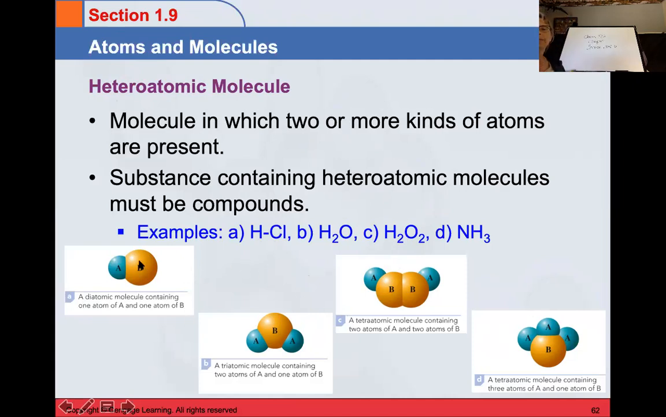Notice in these space-filling models, they've shown the difference in the sizes of the different atoms. Chlorine is much bigger than hydrogen, for example, in example A, and oxygen is much bigger than hydrogen in example B. Here, the 2 oxygens are much larger than the 2 hydrogens, and in this last example, the nitrogen is much bigger than the 3 hydrogens. So these are all heteroatomic molecules, where the substance contains 2 or more different types of atoms.